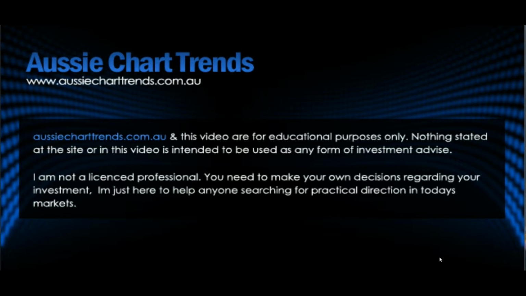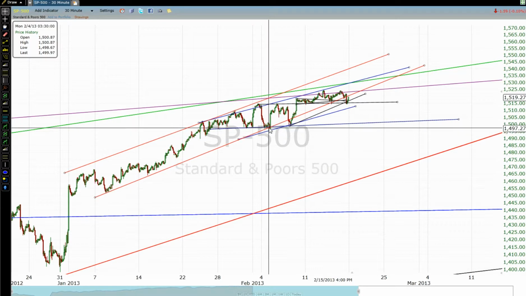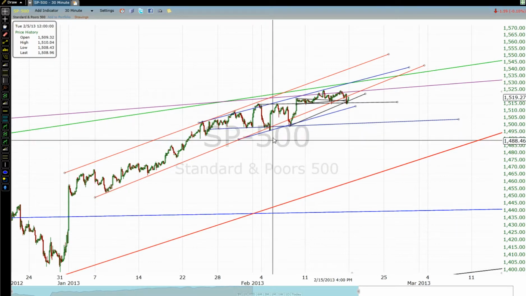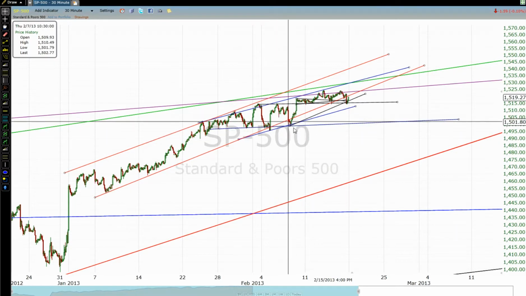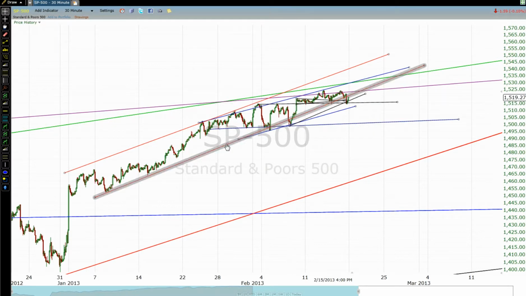Okay, let's take a look now at the S&P 500. Firstly, looking here at the 30-minute chart of the S&P 500, we've been watching this red channel go up for some time now, but of late we've found that the S&P has been getting underneath this channel, then back into the channel again, then out of the channel, and then back into the channel. So this line has not been working as one would expect.